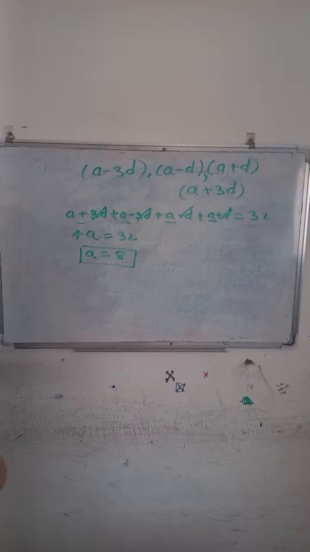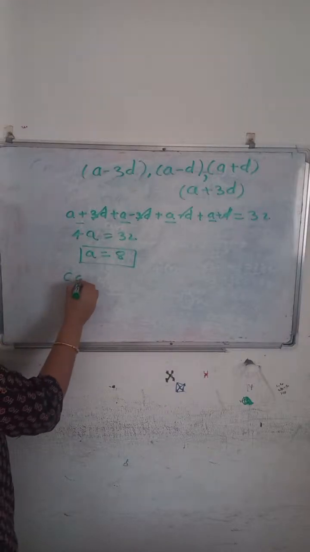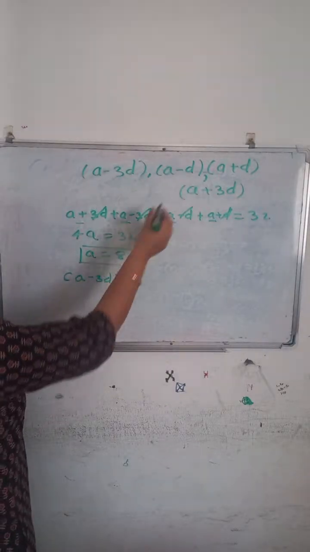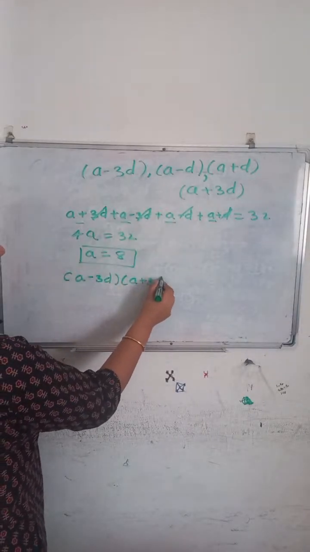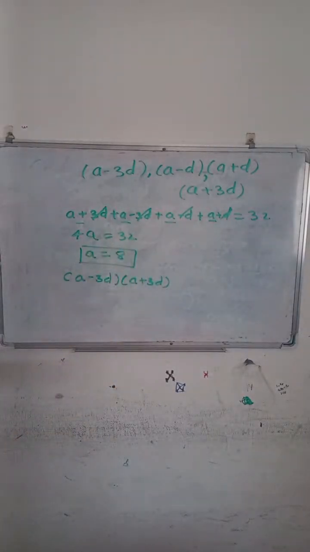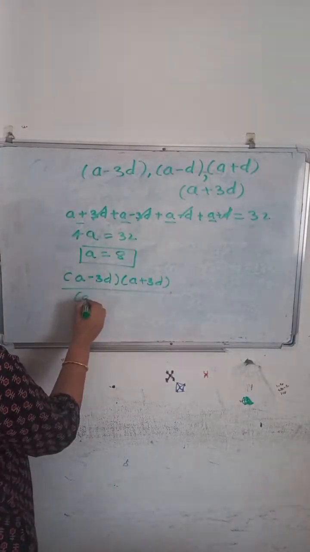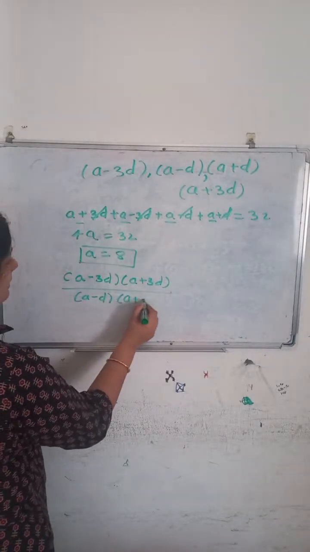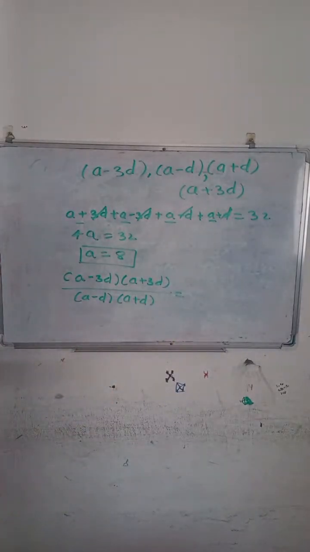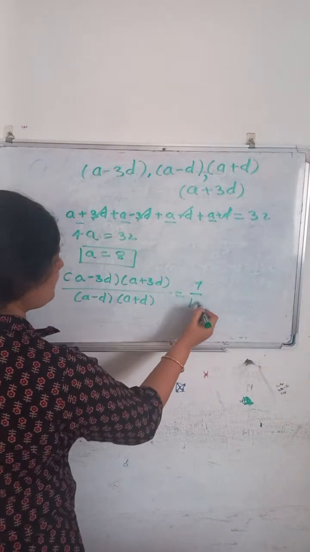Now next, what they are saying: the ratio of the product of first and last term to the product of the 2 middle terms. Okay, so we can take here a minus 3d and the last term is a plus 3d. Don't miss this sequence. Okay, so here the first and last, and the ratio of the 2 middle terms, that is a minus d and a plus d, is equal to how much? 7:15. So write down here 7/15.